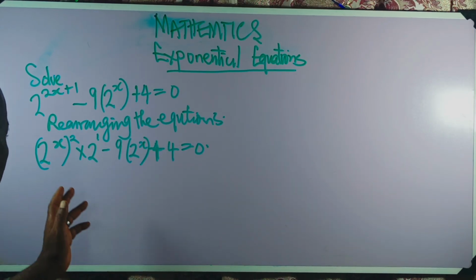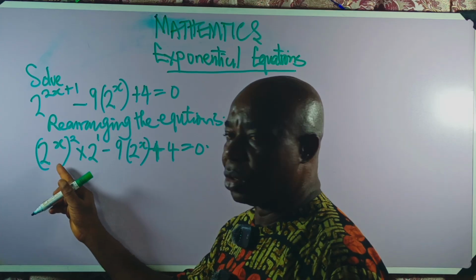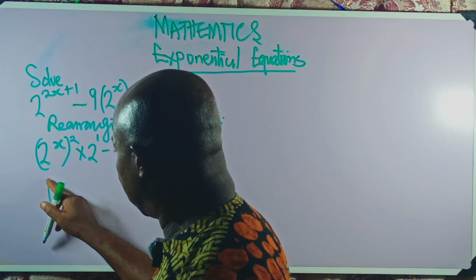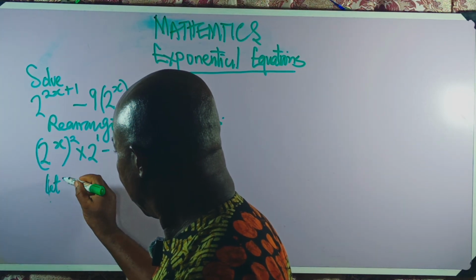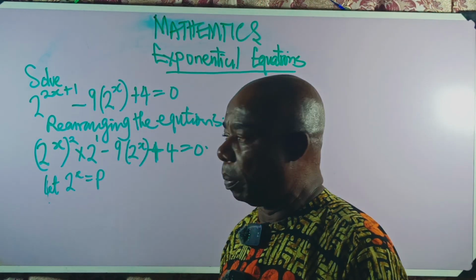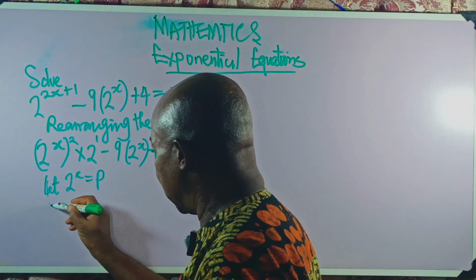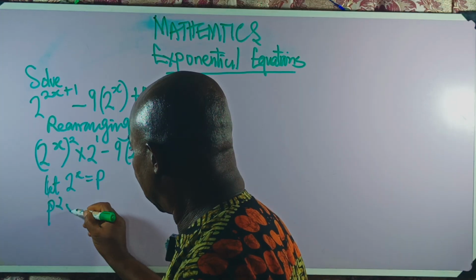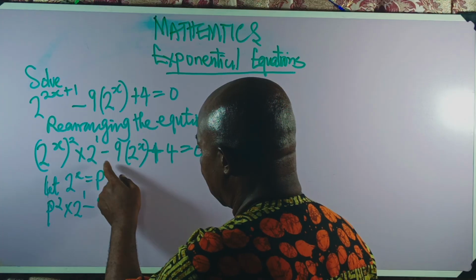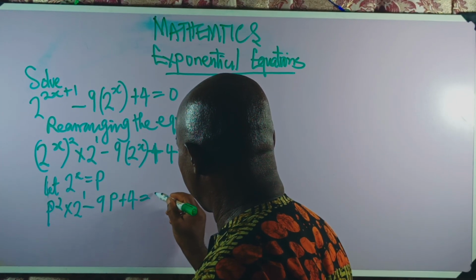So in this case, we are going to use a number to represent 2 raised to the power x. Let 2 raised to the power x be equals to p. It then means that any place I see 2 raised to the power x, I'll put p. So here I've seen p, I'll put it here: p squared times 2 raised to the power minus 1 minus 9. I've seen 2 raised to the power x, so I'll put p here. p plus 4 is equals to 0.